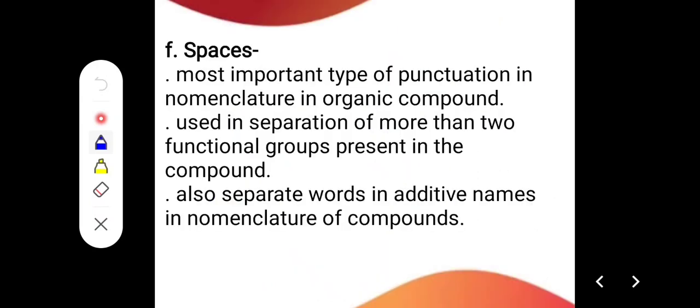Spaces are the most important type of punctuation. Punctuation is very important. They are used in the separation of more than two function groups, so we have to use spaces also. They also separate words in additive names. Okay.